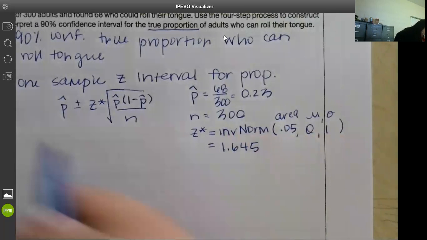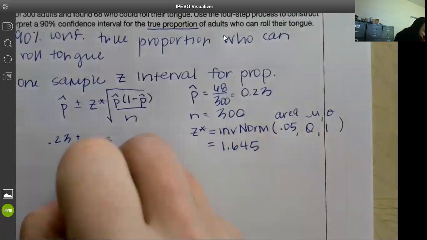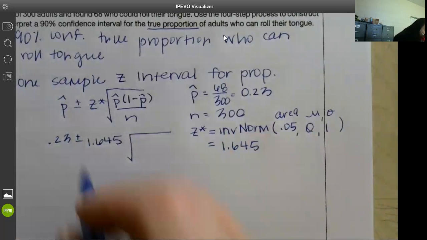I then put it in my formula, 0.3 plus or minus 1.645. You do not need to do this. It is not necessary, but I like to show you guys what I did.